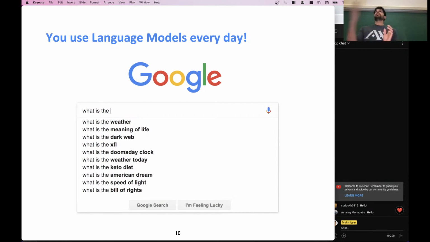So a language model allows us to measure the probability of a piece of text, and it also allows us to complete a piece of text with the next word or words that follow. So, you know, Google autocomplete, for instance, or when you're texting on your phone and you autocomplete some word or some sentence, this is relying on language models, right? This is like a very direct application of a language model. What is the weather? What is the meaning of life? These are all things that are highly probable under whatever this language model is.